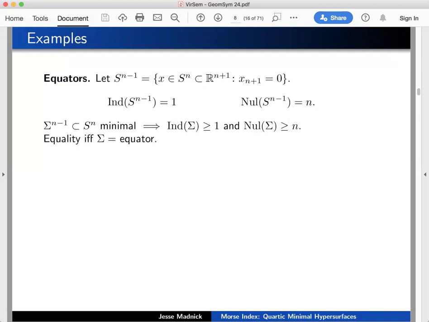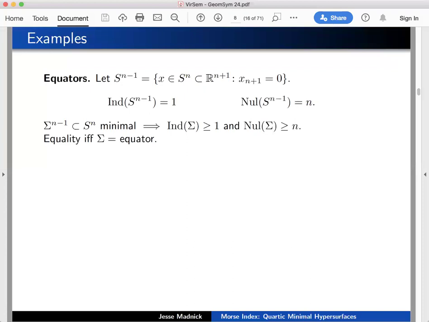In fact, he proved more. He showed that if you have a minimal hypersurface in the sphere, then the index is at least 1 and the nullity is at least n. Equality in either one of these inequalities characterizes the equator. So these give us lower bounds for the index and the nullity.